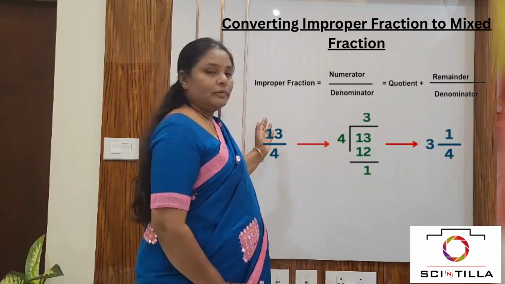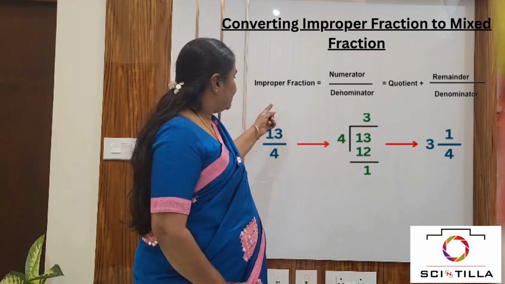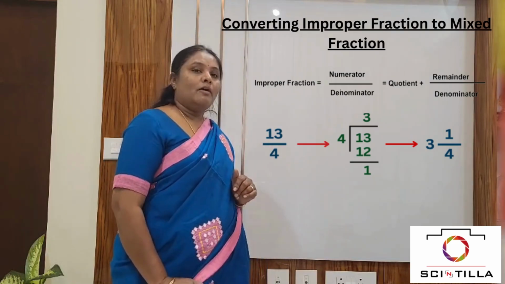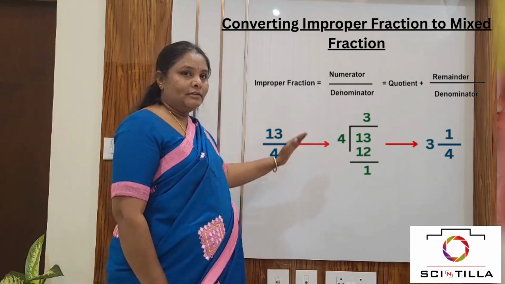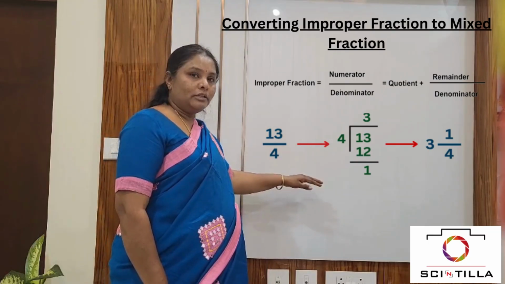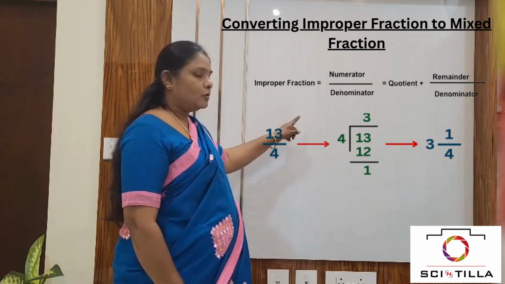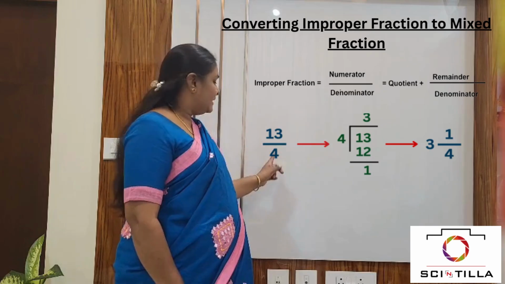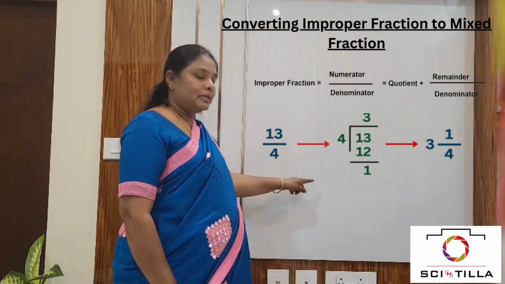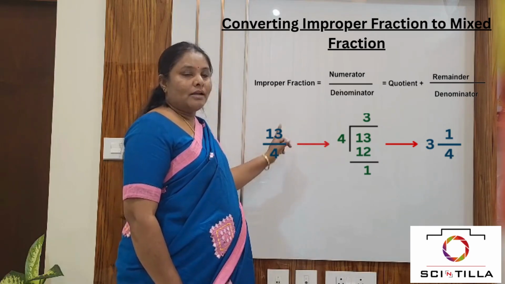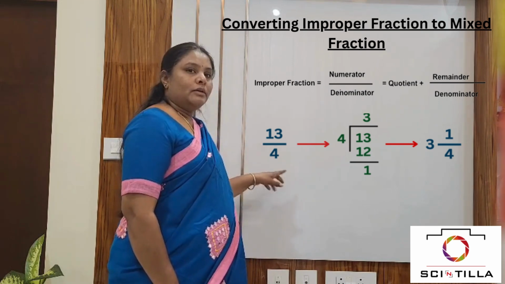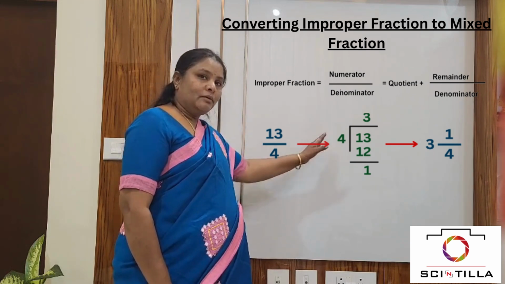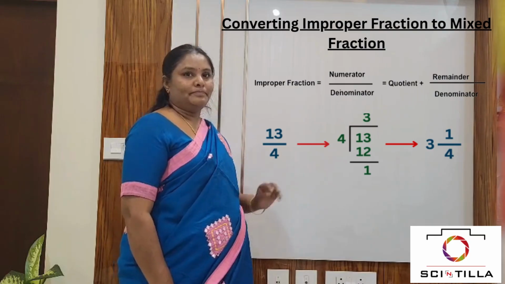Now, let us learn with an example. For example, see here 13 by 4. How do we divide this? 4 3s are 12. What is the remainder we got? 1. So, what is the quotient here? 3. 3 is your whole number. What is the numerator? The remainder, that is 1. And what is the denominator? The 4. So, 13 by 4 is written as 3 and 1 by 4.